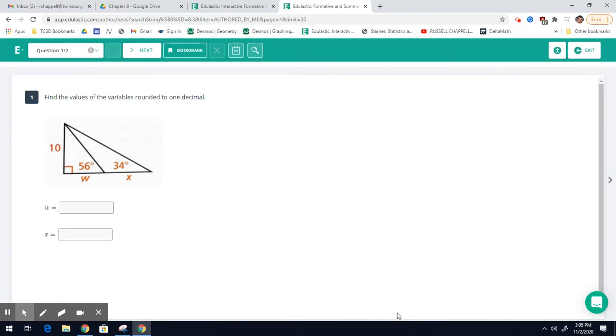Honors geometry. So here's your 8-3 extra or more with trig on edge elastic. Just a couple more difficult, complicated trig problems. So here we go. It says find the values of the variables rounded to 1 decimal.